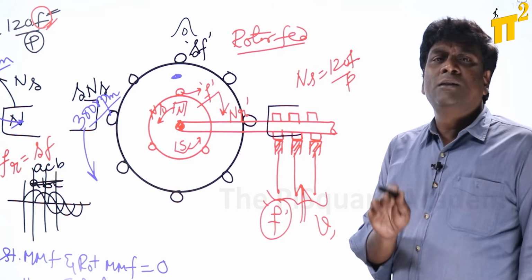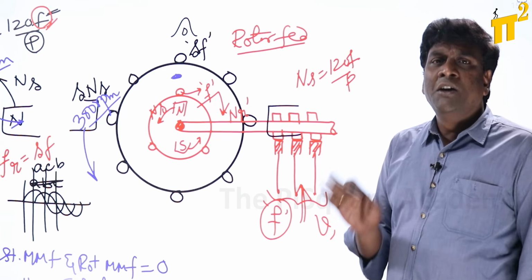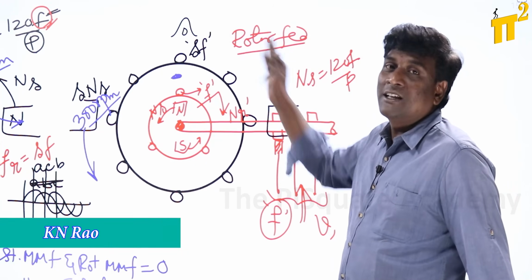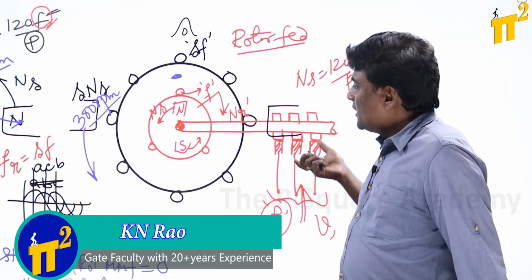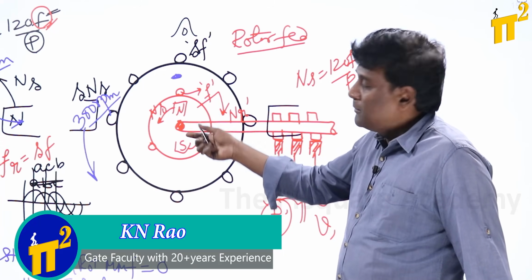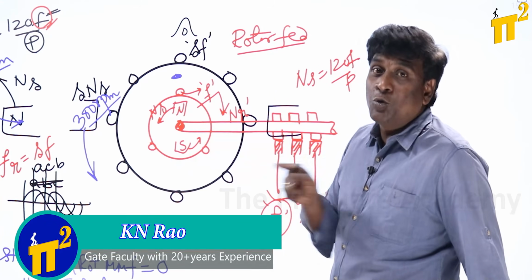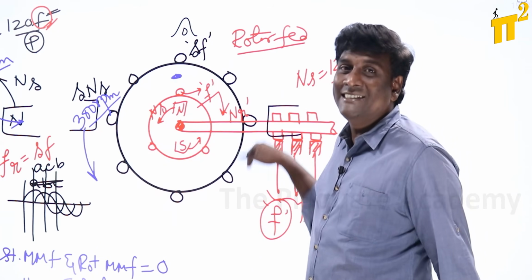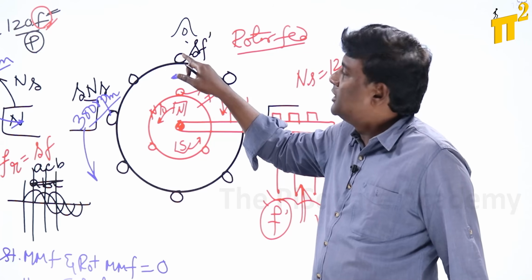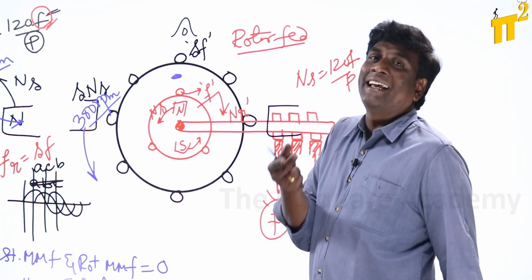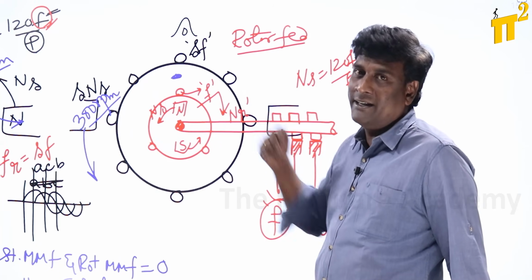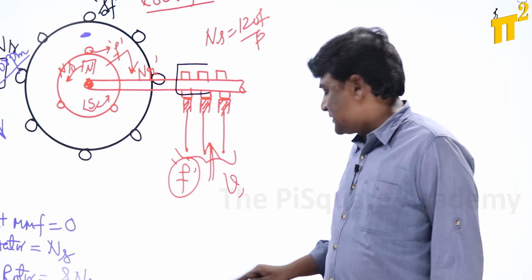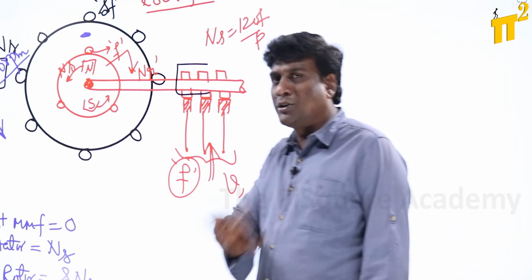Even if you don't understand much, don't try to analyze much. Very simple: when rotor frequency is F, stator frequency is going to be SF. My rotor frequency is F, so my rotor MMF with respect to the rotor is going to be Ns. The stator frequency is SF, so the stator MMF is going to be S Ns. It is the same thing we have done in the stator-fed case. Now let us see relative velocities. Now you will understand, or at least you will try to remember the things.